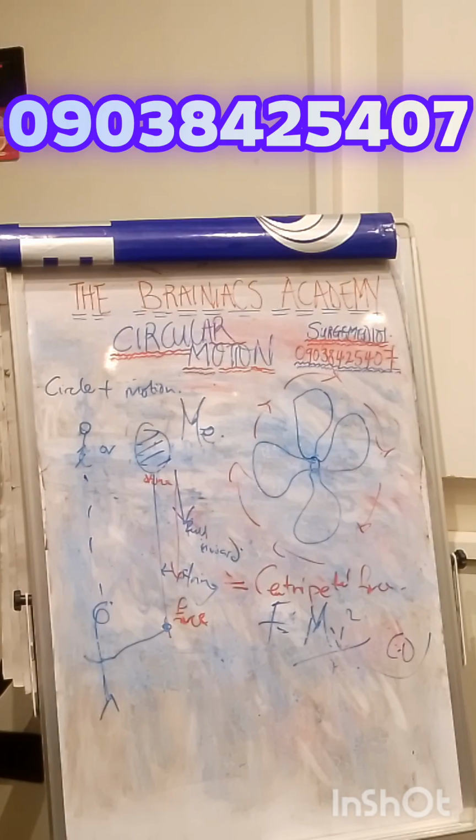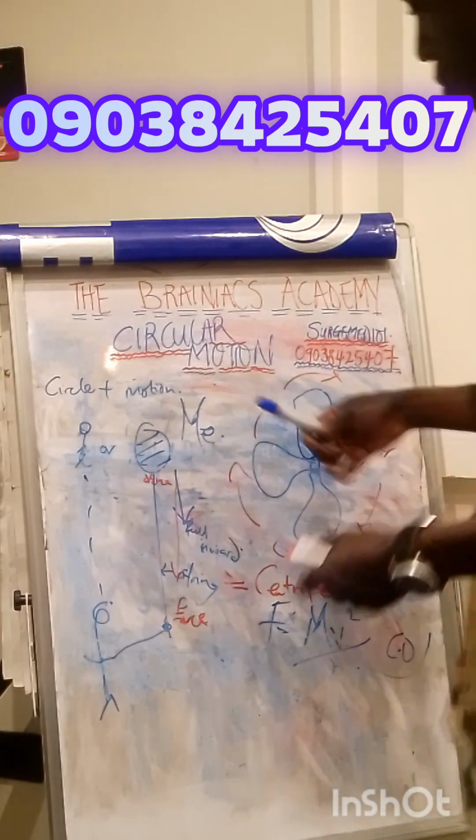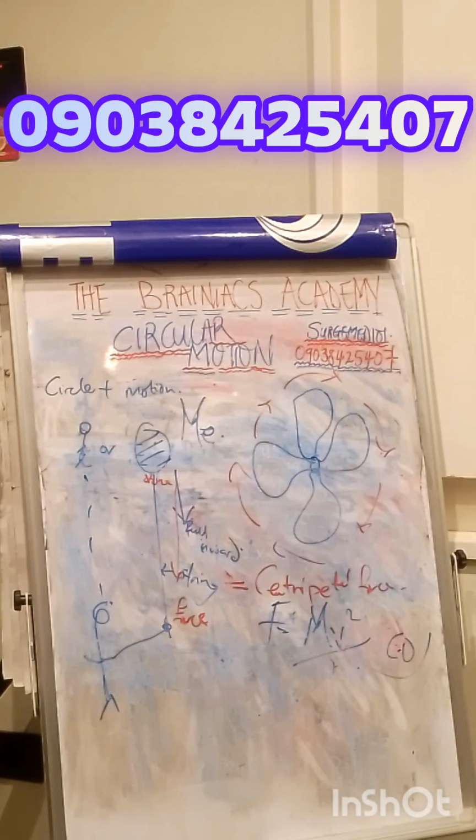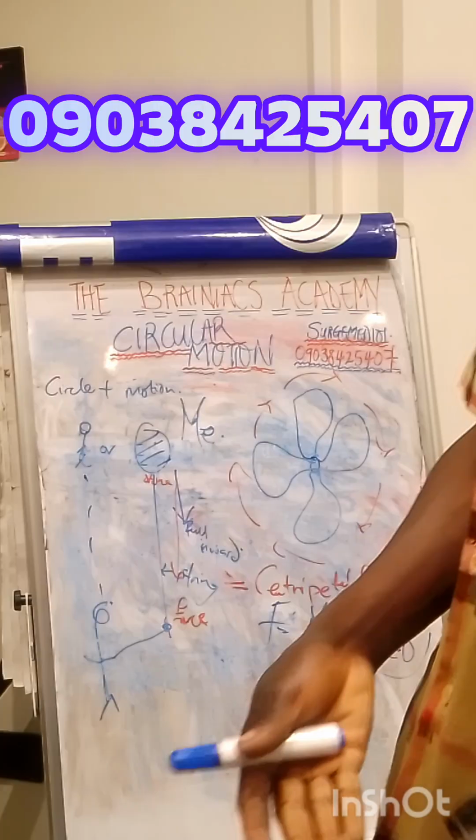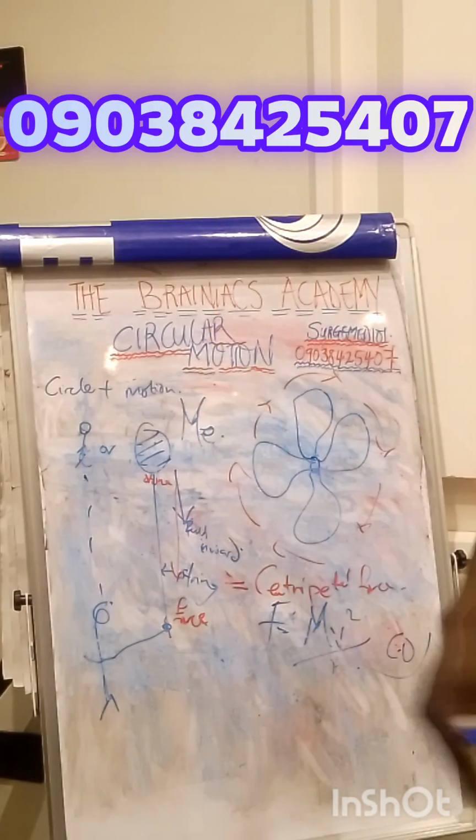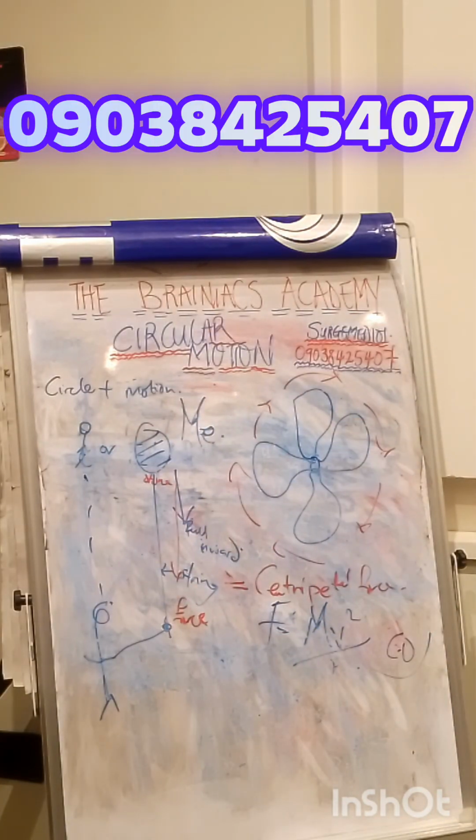Yeah, that's centripetal force. And we have the examples. Centripetal force is directed towards the center of a circle. Examples of centripetal force would be tension, friction between the tire and the road, and gravitational force between planets. So those are your examples of centripetal force.